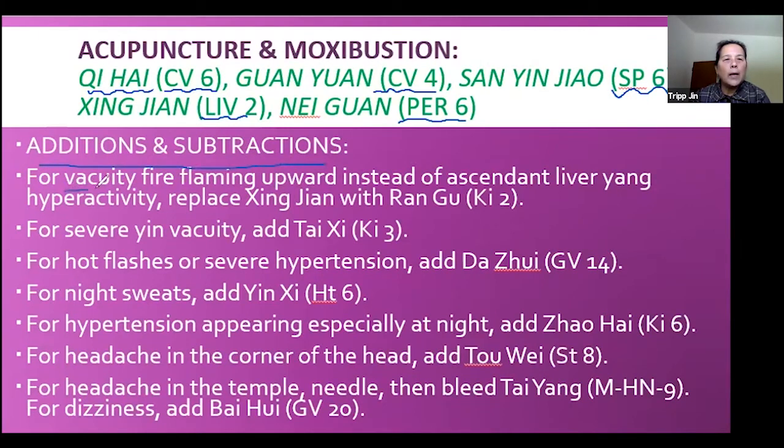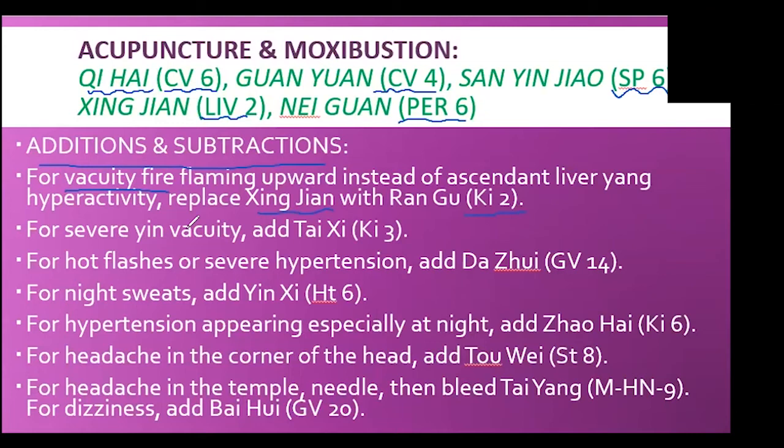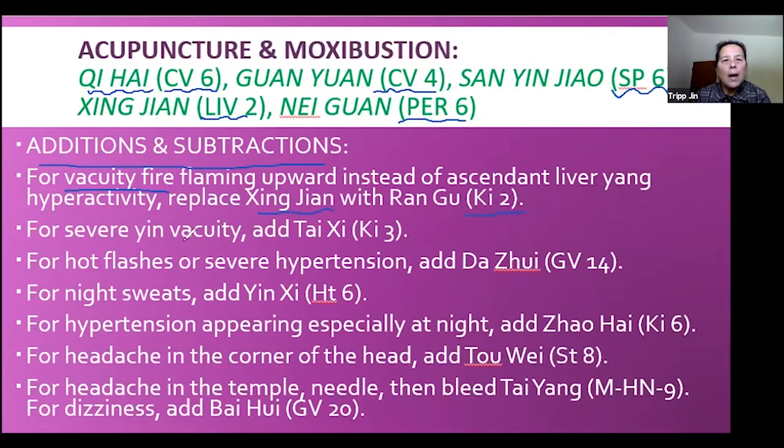For deficiency heat rising up, we can add Kidney 2, which we talked about already. So that's changing from Liver 2 to Kidney 2. 行间 is Liver 2. To clear heat from the liver, we go to Liver 2. If the heat comes mainly from yin deficiency, we go to Kidney 2. And for severe yin deficiency, we can go to the Yuan source point of the kidney, Kidney 3.